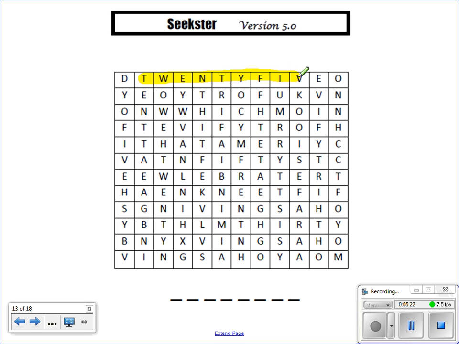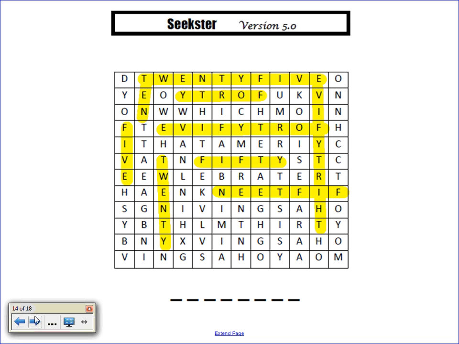Here's 25. I don't do any diagonals. I only do up and down and sideways. Here's 40 going backwards, F-O-R-T-Y. Here's 5 over here. You know, you get the idea. I go around and find them. Now I'm going to jump to the next screen. Ta-da, I'm done.